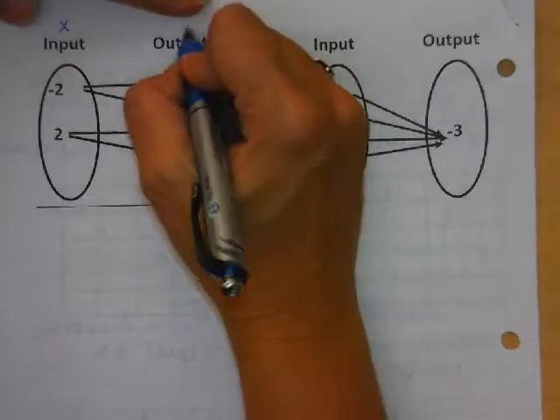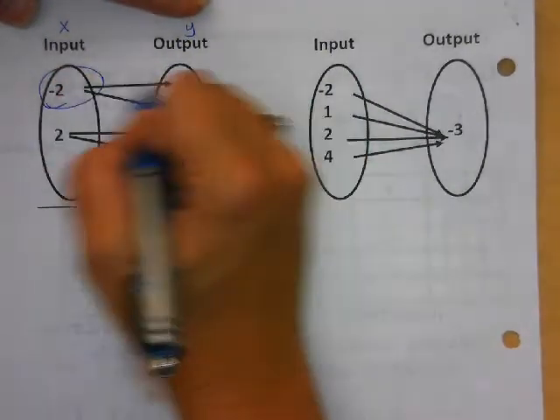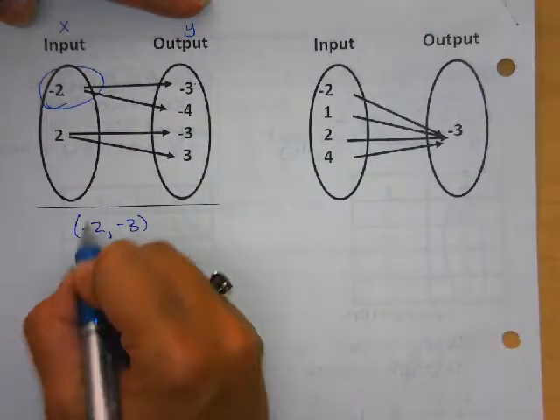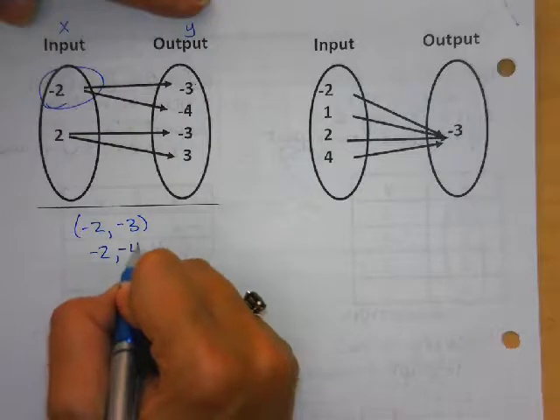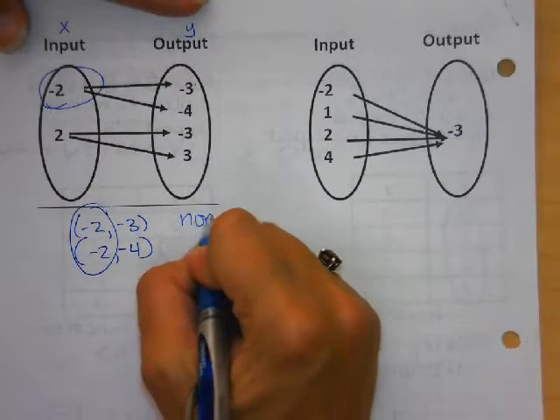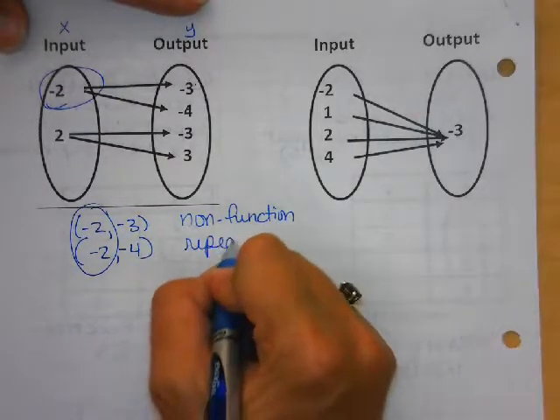And finally, on the back, when we're looking at a mapping, remember input and output. Input is your x, output is your y. Here, my negative 2 is going to 2 different coordinates. So I could write negative 2, negative 3, negative 2, negative 4, and I can see that my x's are repeating. So this is a non-function. Again, we have repeat x's.